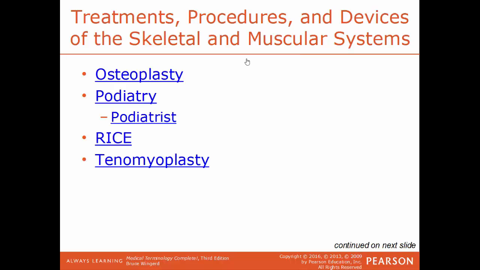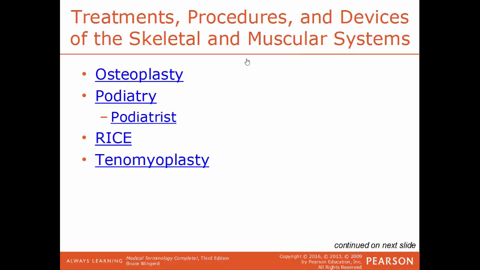Podiatry is a field of medicine that deals with the feet and any conditions that may affect them. And someone who practices podiatry is a podiatrist. Next term on here, RICE, R-I-C-E. This is a method of treatment that is widely used for any number of conditions, but this is an acronym. RICE stands for rest, ice, compression, and elevation.